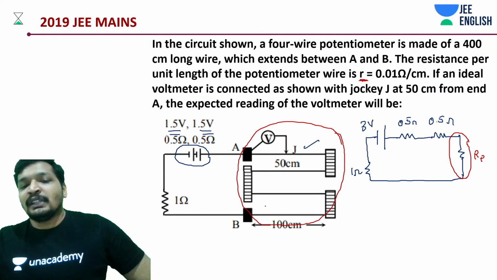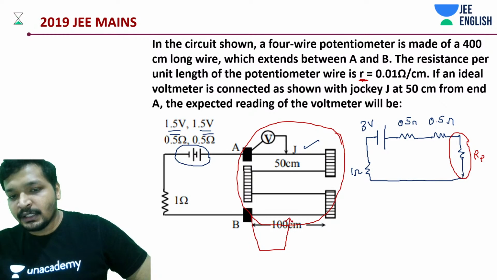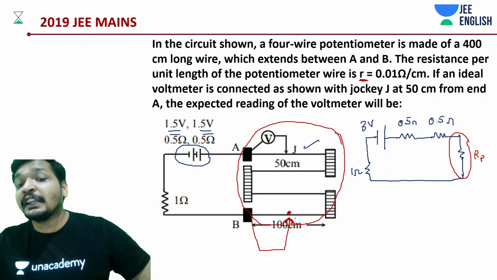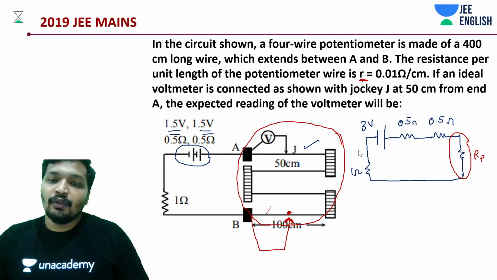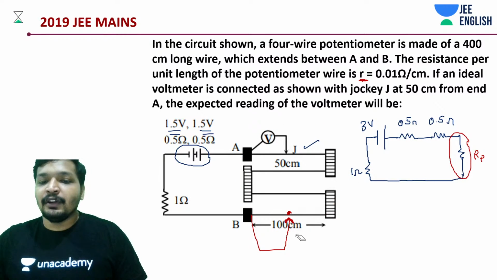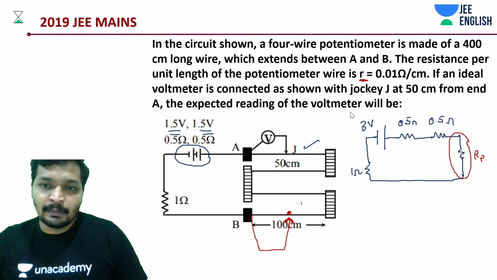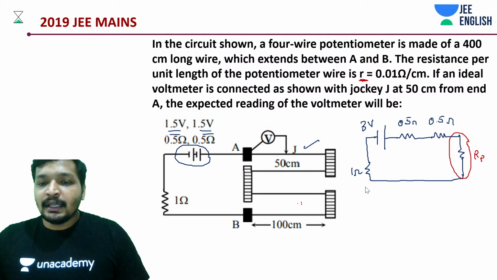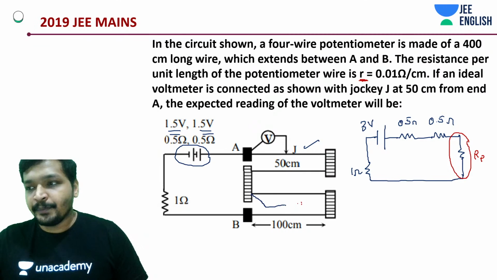Sometimes it can be 50 centimeters from here. But do understand that if a jockey is placed 50 centimeters from here, that means you are measuring potential at not 50 but 350 centimeters. Be very careful about it. What I'm saying is, let me explain. It's very important. So let me take something in the middle. Let's say I'm measuring over here with a voltmeter.